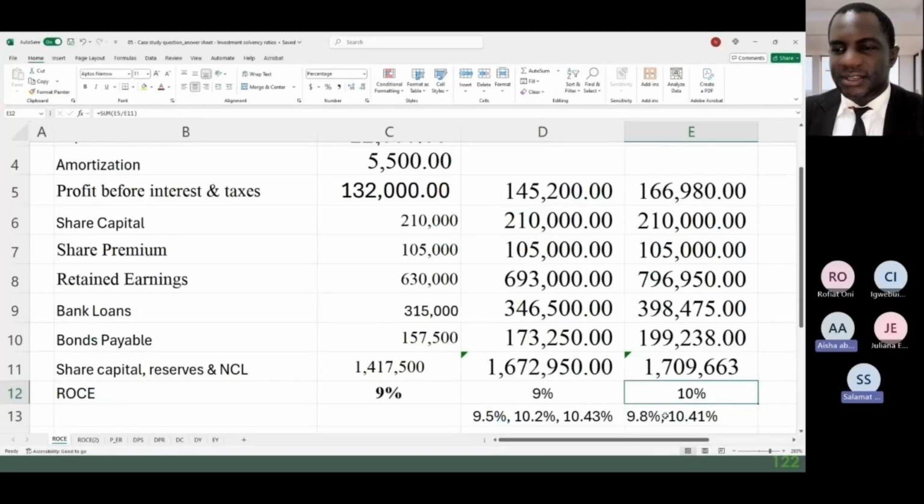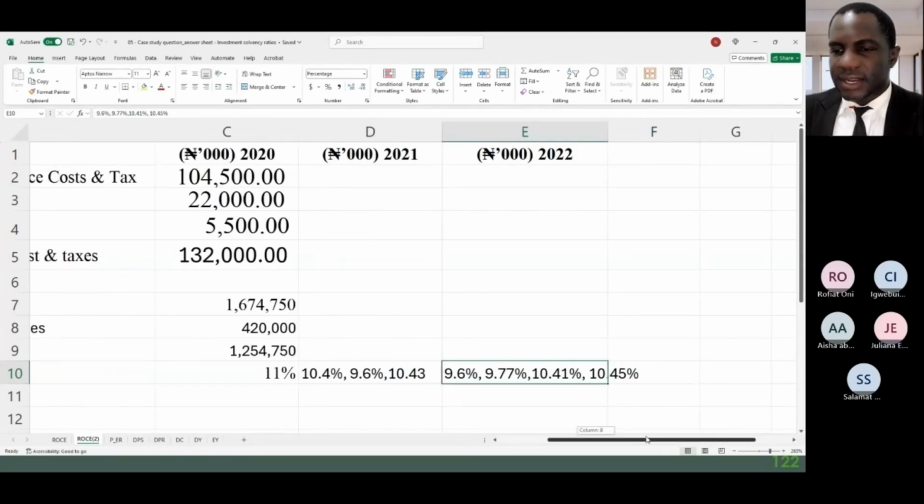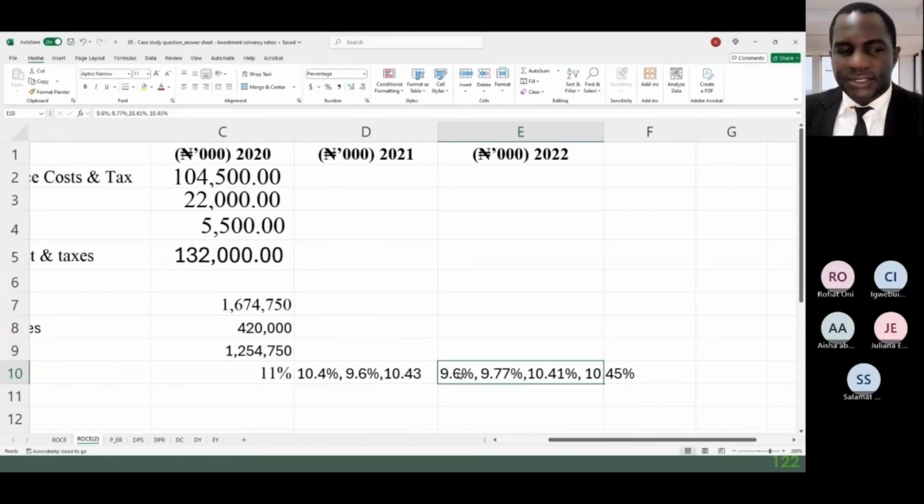I got 9.8. Okay, who said 9.6? I got 9.8 using the second formula. I didn't use the equity; I used total net assets less current liabilities. Okay, so I can see total assets net of current liabilities. I'm seeing some people with 9.6, but we've not gone that way.